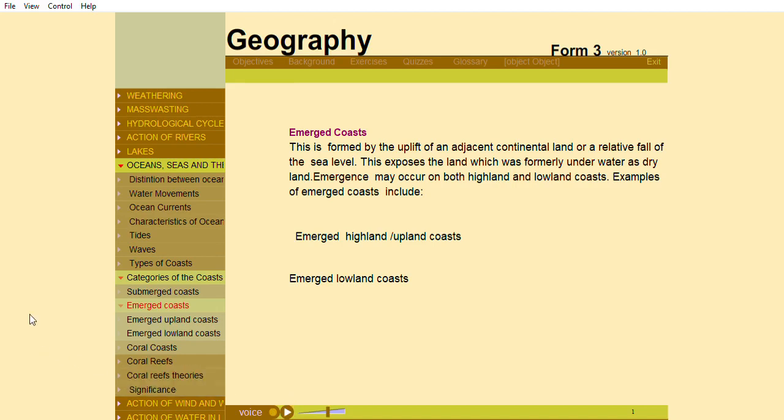Emerged coasts. These are formed by the uplift of adjacent continental land or a relative fall of the sea level. This exposes the land which was formerly underwater as dry land. Emergence may occur on both highland and lowland coasts.